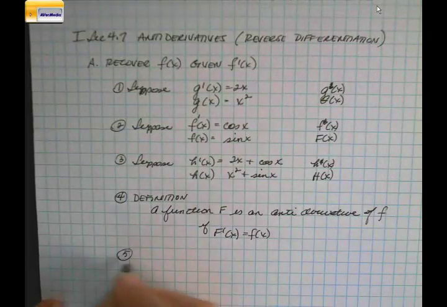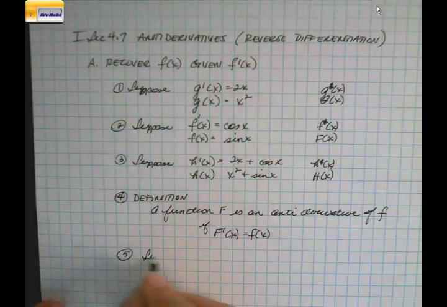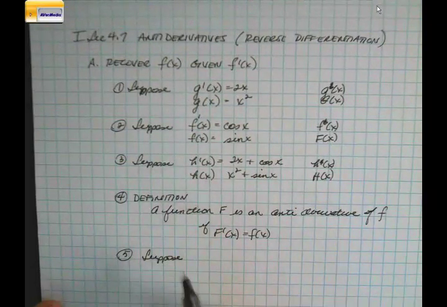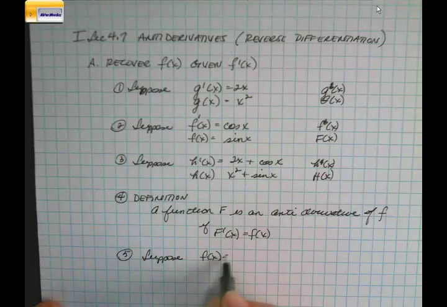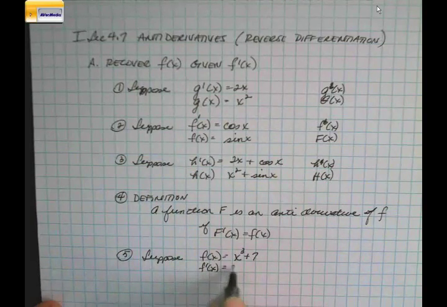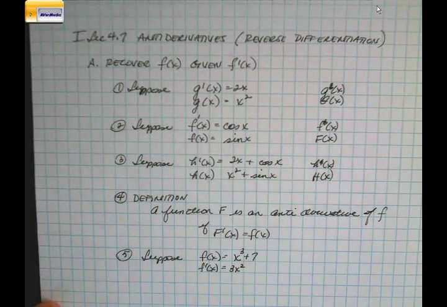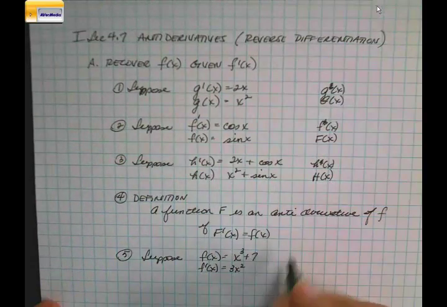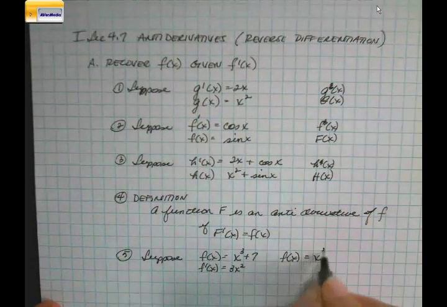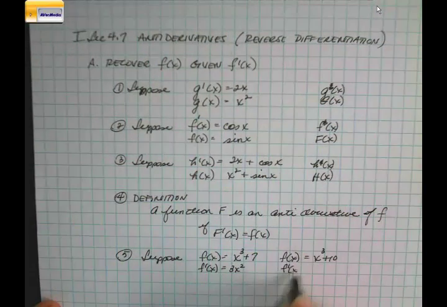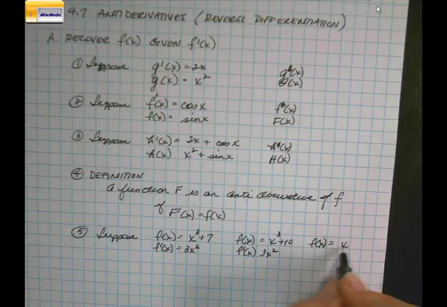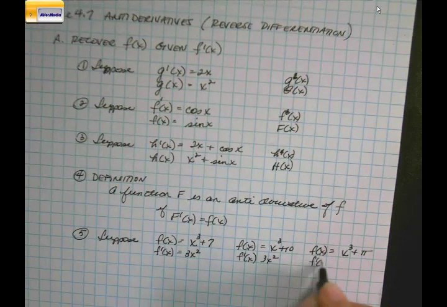Now, something that was just brought up, which is interesting: suppose f of x equals x cubed plus 7. Then the first derivative of the function is 3x squared. But what if the function was, instead of x cubed plus 7, x cubed plus 10? What would the first derivative be? Still 3x squared. So no matter what constant we tuck onto the end of this function, suppose it's pi, the first derivative is 3x squared.